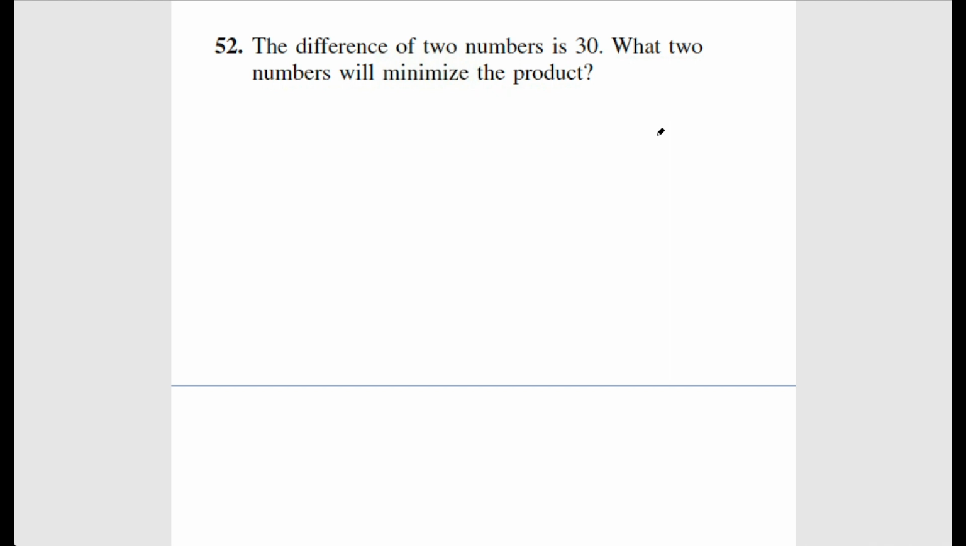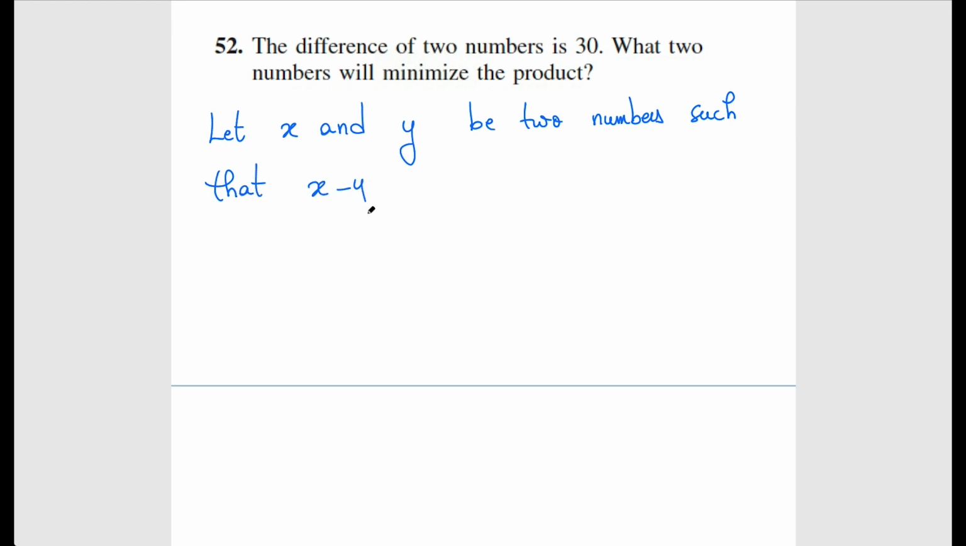Okay, so let's give ourselves a context. So let x and y be two numbers such that their difference is 30, right?